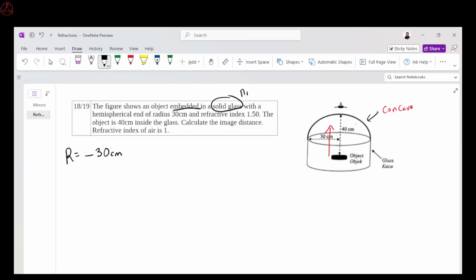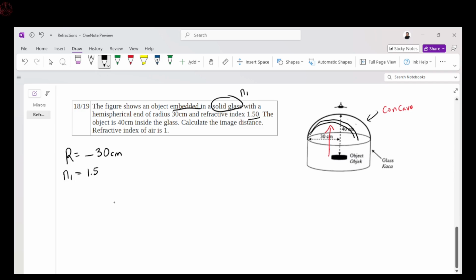How do I know it's concave? Again, let me remind you, we have to look at it from the perspective of the object. If I am the object and I look at the surface, I see a cave, or I see that the middle is deeper than the sides. So this is going to be a concave surface. This solid glass also has a refractive index of 1.5. So I can immediately write down n1 is equal to 1.5.